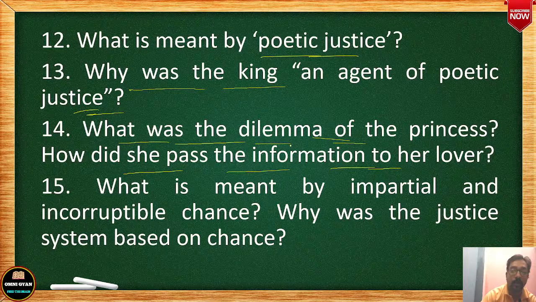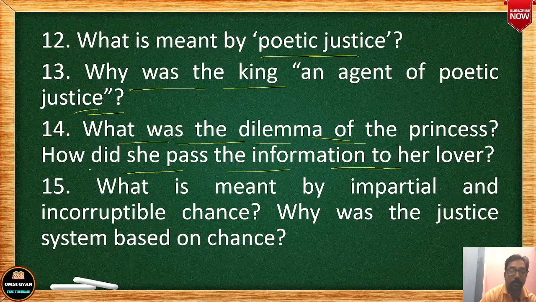And if she indicated the door where there was a tiger, then the tiger would have come and eaten the courtier alive there. That also the princess could not possibly see with her eyes. So she was in a dilemma, okay? Confusion. How did she pass the information to her lover? By raising her right hand.